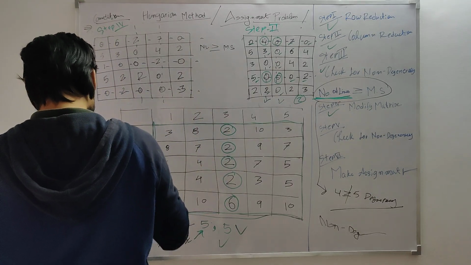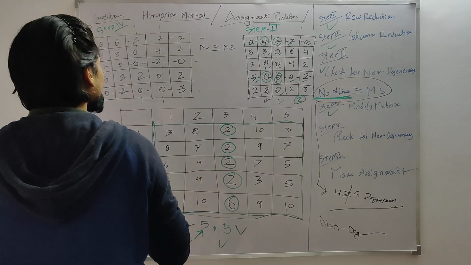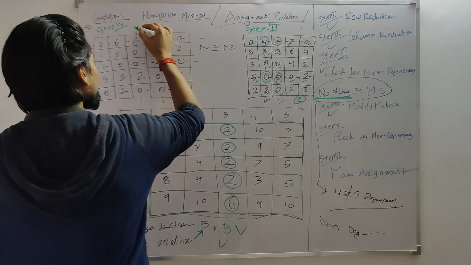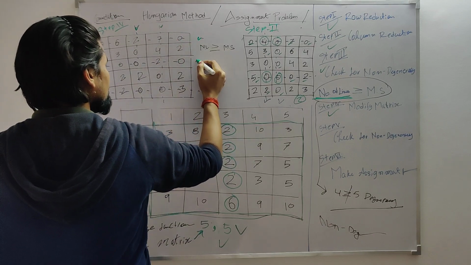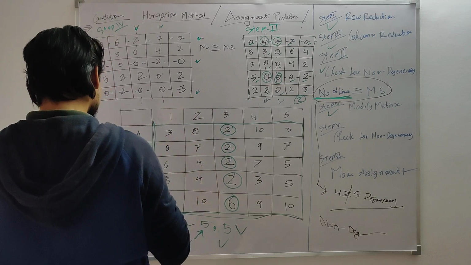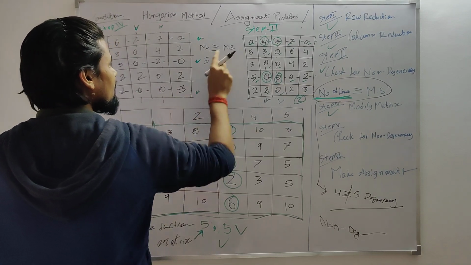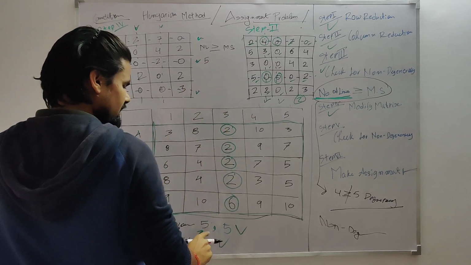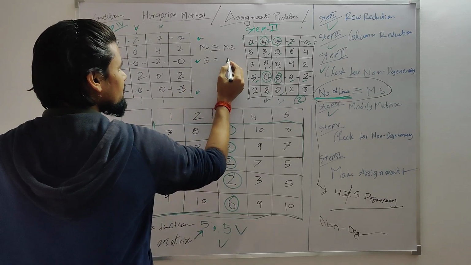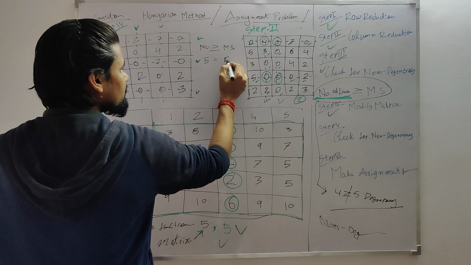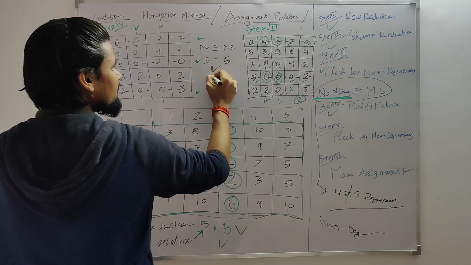So now here we will try to find out the lines. 1, 2, 3, 4, 5. So the number of lines over here is 5, and the matrix size we already know is 5 by 5, which is equal to 5. So the condition is satisfied.